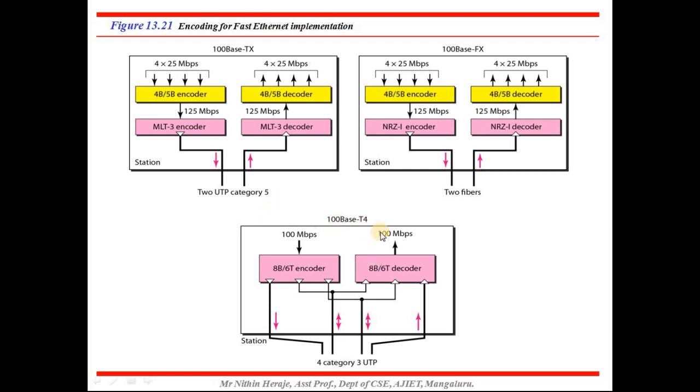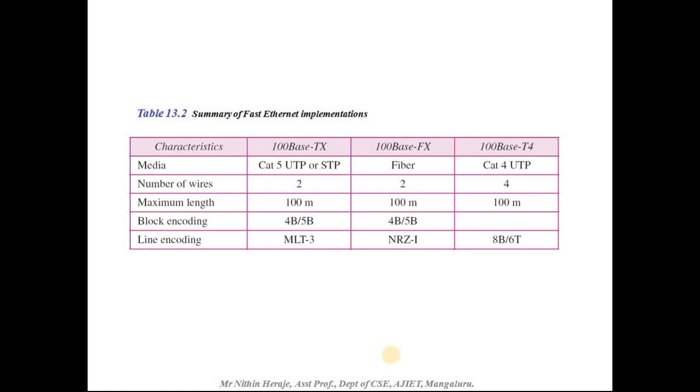Next you have 100 base T4. This is the implementation of a 100 base T4 where you're using 4 wires of category 3 UTP. This is the summary of fast Ethernet implementation. You can just have a look at this.